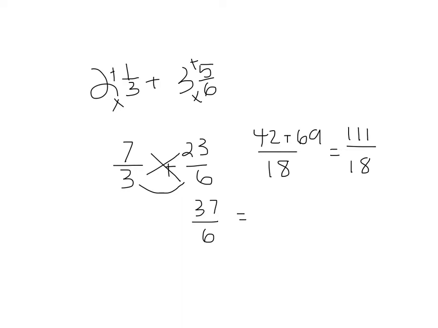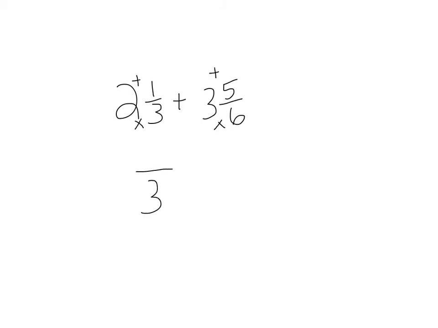And then you can reduce it even further. So 6 goes into 37 6 times, and then you have 1 left over. And then you bring over the denominator and you get 6. And this is your final answer.